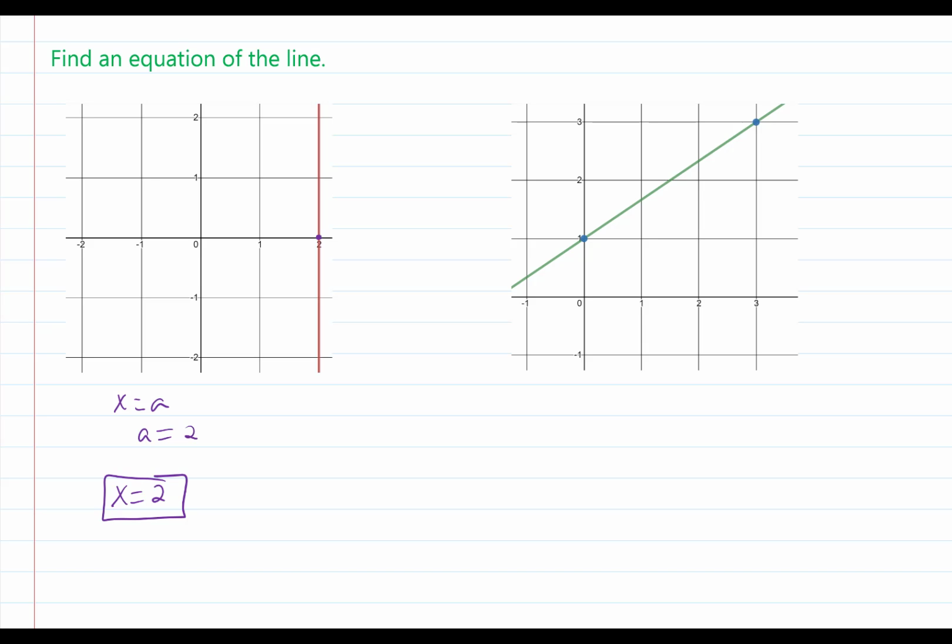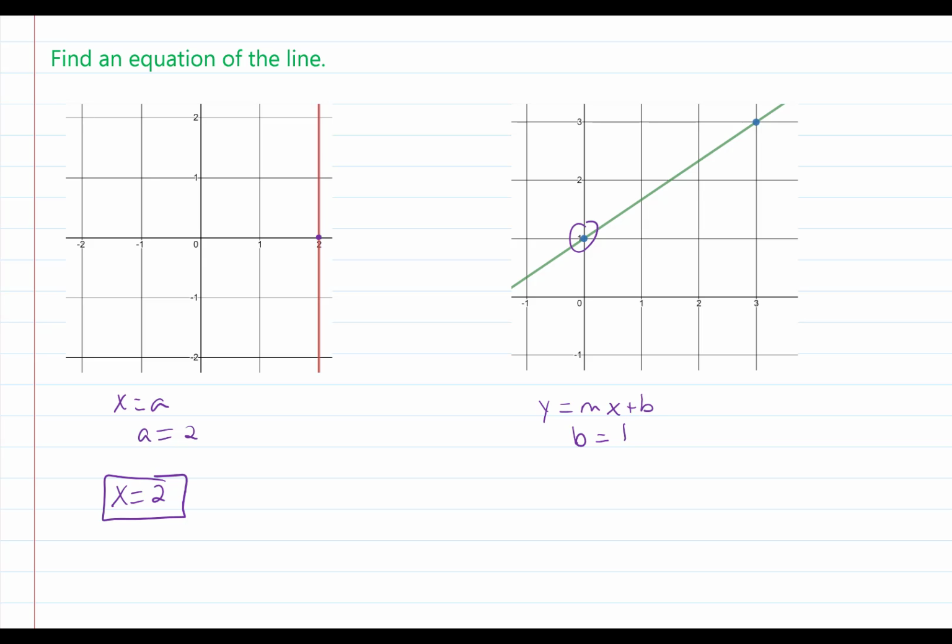Let's go to the second one where we now have a diagonal line. This tells me it's not vertical, it's not horizontal, so I can use any of the first 3 forms. Since I know the y-intercept and I can find the slope by counting, I'm going to go ahead and use y equals mx plus b, which is slope-intercept form. So b is my y-intercept. It's the point where my line crosses the y-axis, and that means that b is equal to positive 1.